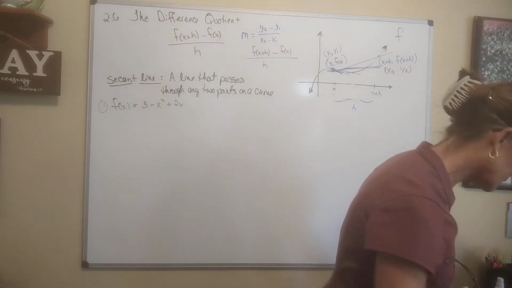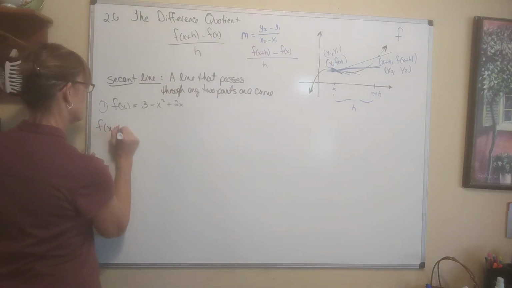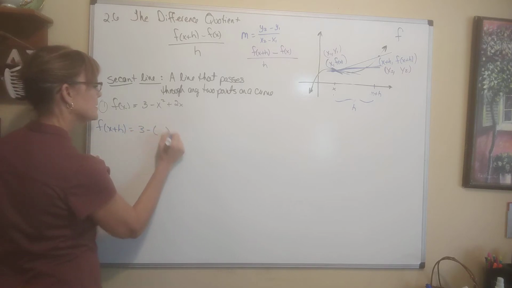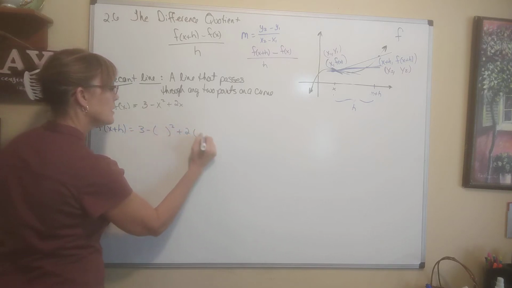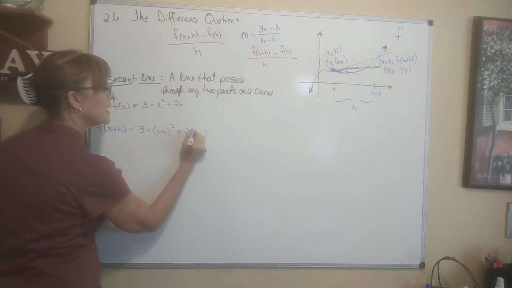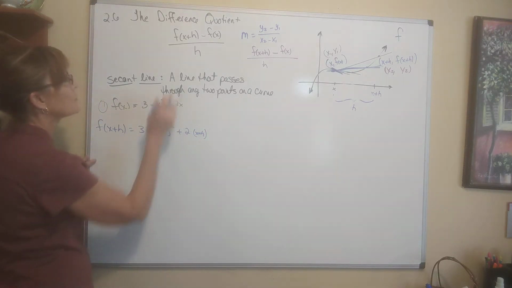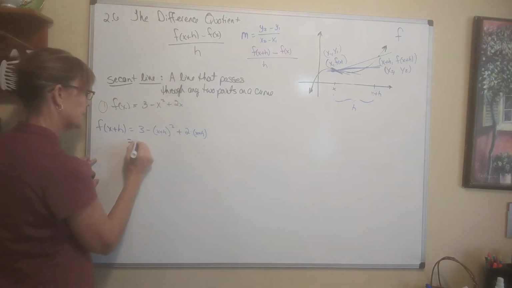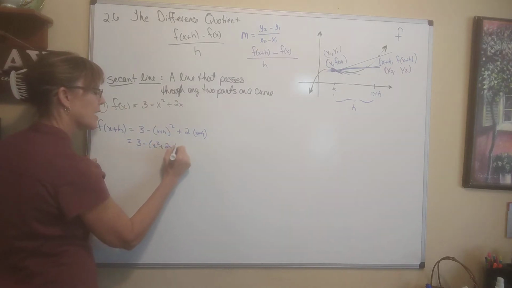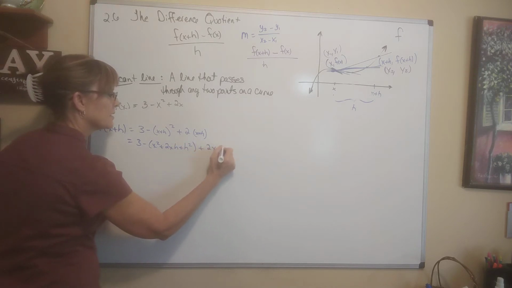What is f of x plus h? I like to just do it. Here's kind of my scrap pad where I work it all out. So this is 3 minus something squared plus 2 times something. And instead of x, I put in x plus h. And then I like to simplify it down before I construct it. So this is 3 minus, this is x squared plus 2xh plus h squared plus 2x plus 2h.